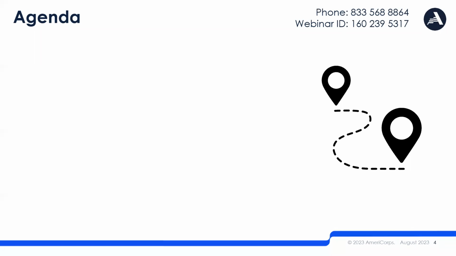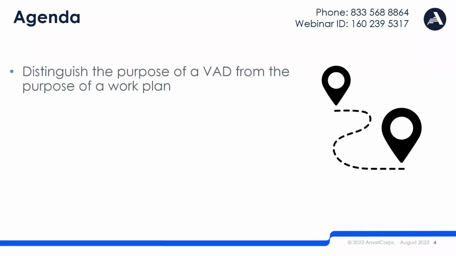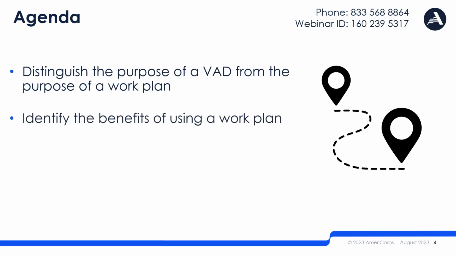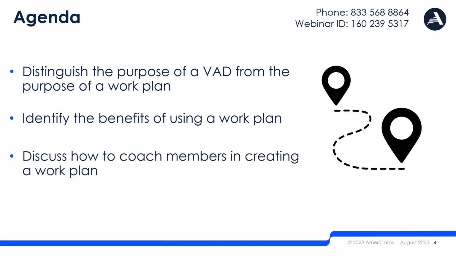Today, we're going to cover three topics that will offer strategies and tools that supervisors can use to steer members, both new members and currently serving members, to a successful term of service. We'll begin with distinguishing the purpose of a VAD from that of a work plan. Next, we'll identify the benefits of using a work plan for both the member and for the supervisor. And then we'll wrap things up with a discussion about how to support your members by coaching them in creating and maintaining a work plan. At the end of today's session, we'll answer questions that you may have. This is going to be an exciting journey, so let's get started.